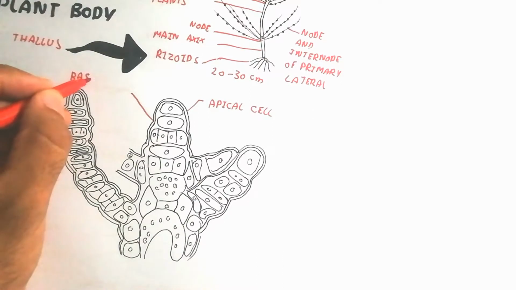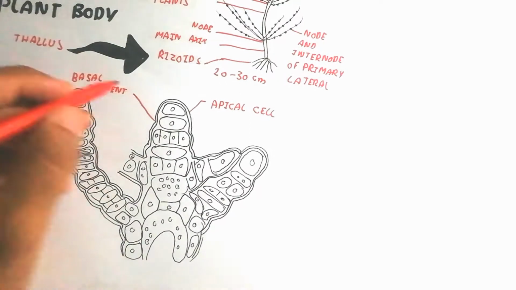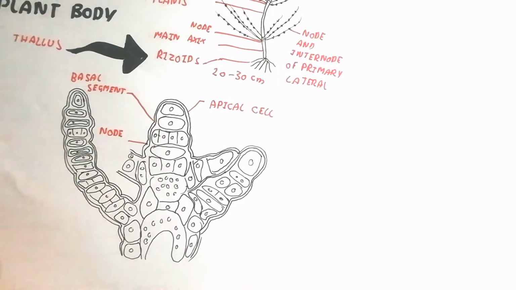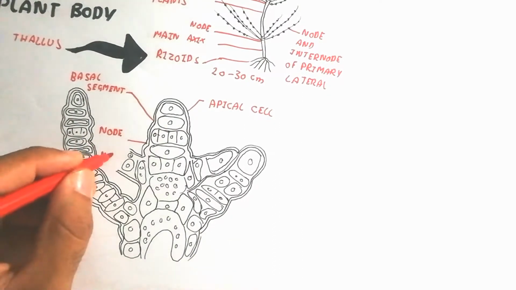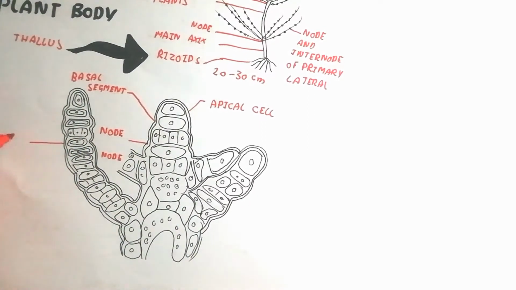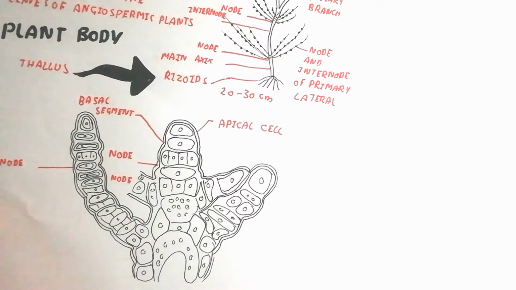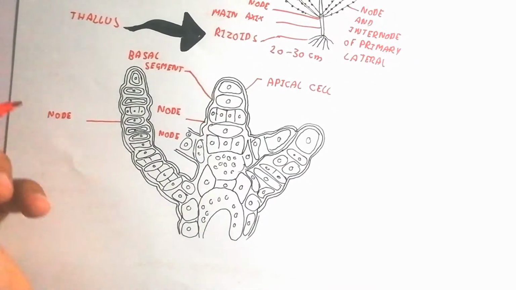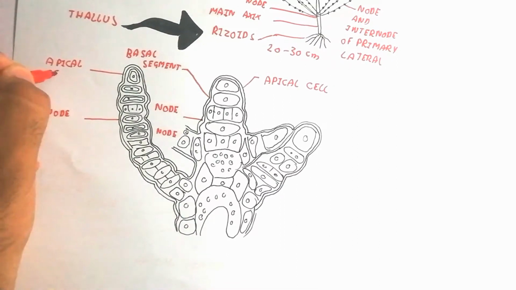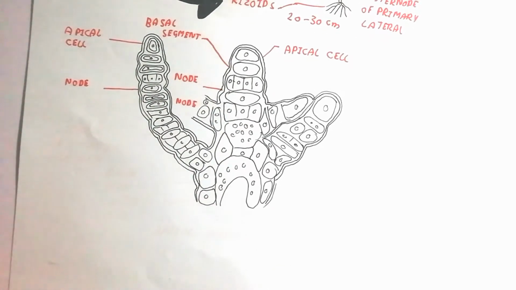Here the apical cell is present, and here is the basal segment, and downward is the node. The node-to-node distance is known as the internode. So here you can see the node-to-node distance. That is the precursor of the node, which develops further after growth, and nodes will be produced.